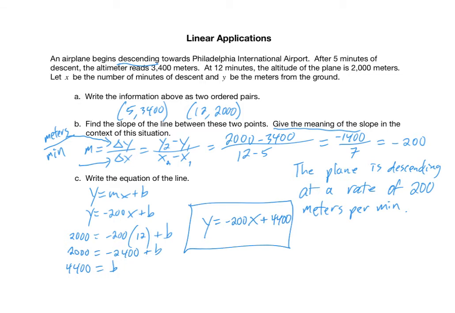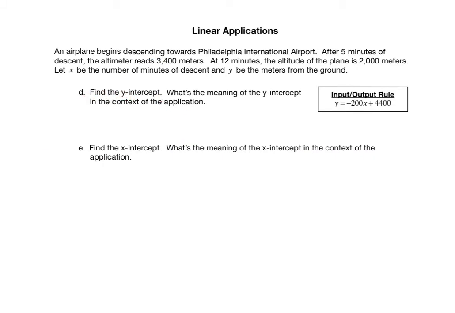Let's now answer a couple of additional questions about this plane's descent. Let's find the y-intercept and say what the meaning of the y-intercept is in the context of the application. And again, we just came up with the rule y equals negative 200x plus 4,400. Well, for the y-intercept, we don't need to do much of any work. Remember, the b value, when the equation is in y equals mx plus b form, is the y-coordinate of the y-intercept. So again, the y-intercept is not just that number. The y-intercept is an ordered pair, and its x value is 0. So it's (0, 4,400).